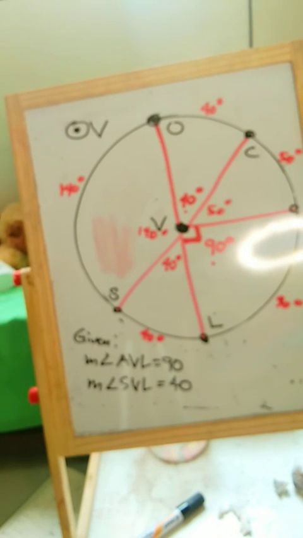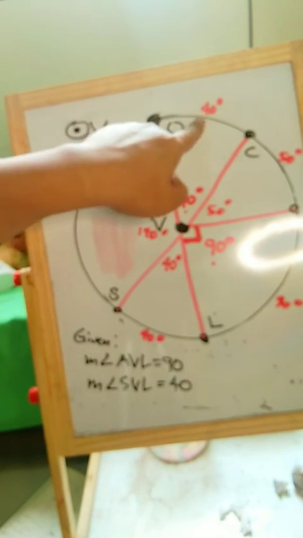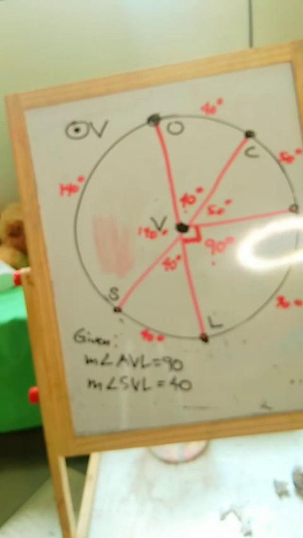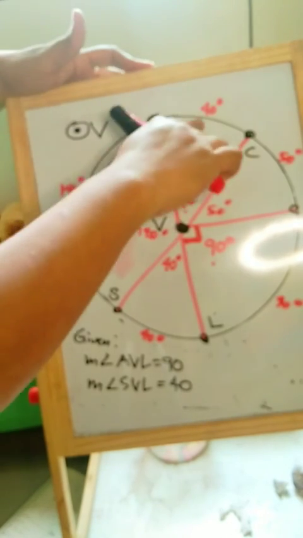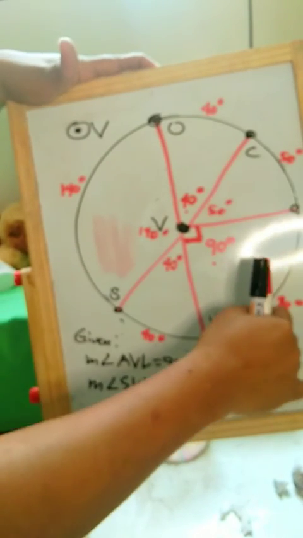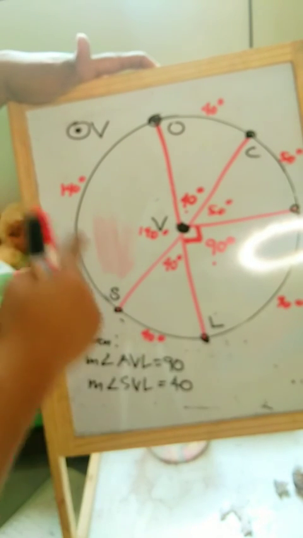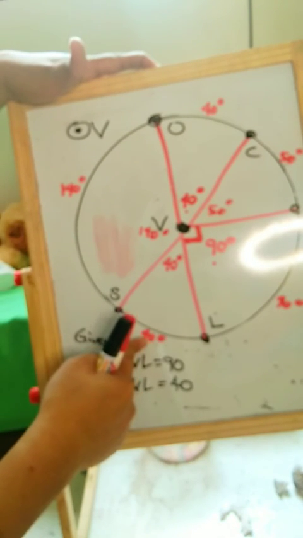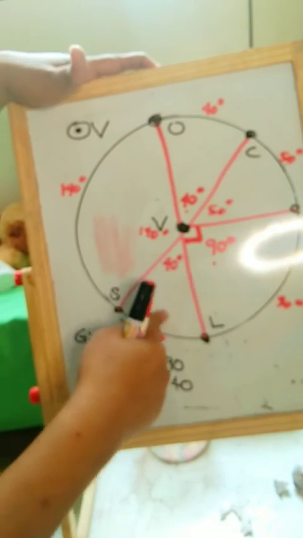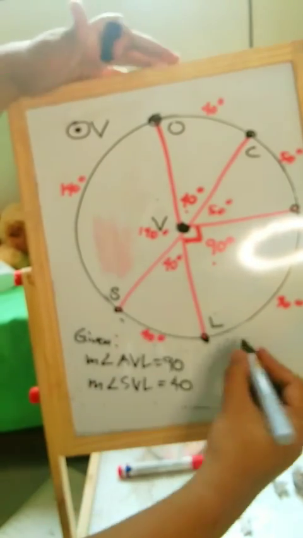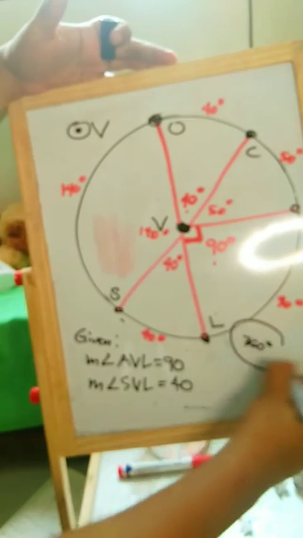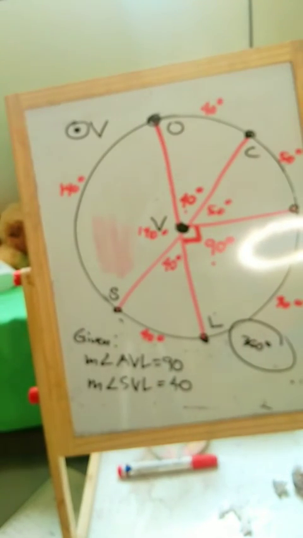Now, how will you check that all those measurements are correct? You have to add all those arcs. It should measure 360 degrees. Add natin. So, 40 plus 50 is 90. Plus 90 definitely is 180. 140 plus 40 is 180. So, we have two 180s here. So, the total is 360 degrees. So, those measurements are correct.